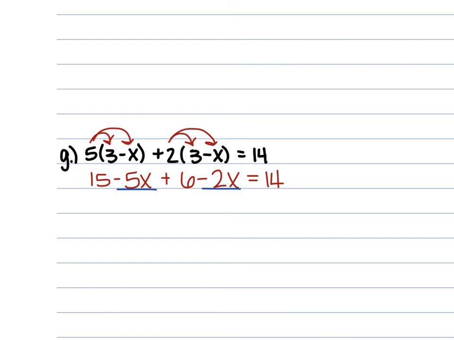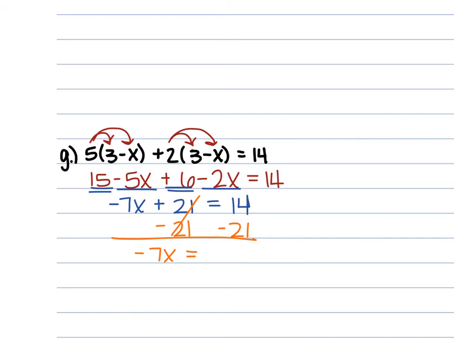I combine my like terms. I'm going to have negative 7x plus 21 is equal to 14. I subtract the 21 from each side. I get negative 7x is equal to negative 7. I divide by the negative 7, and I get that x is 1.